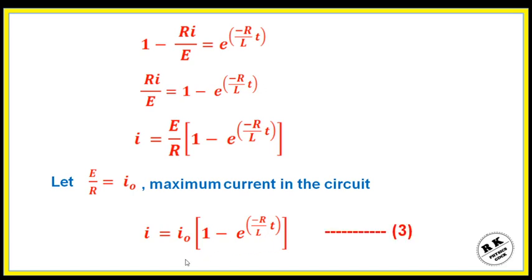This equation indicates the instantaneous current during the growth process. Here we have two terms on the RHS. The first one is I naught, the second one is I naught times e power minus R by L times t. The first term denotes the maximum value of the current and the second term denotes the transient value.